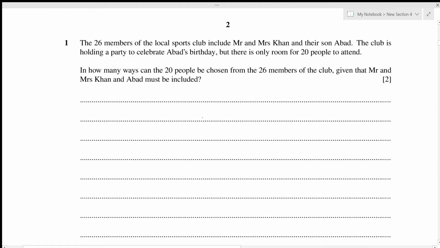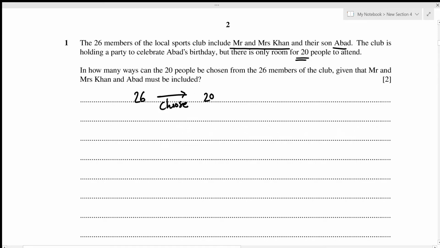For the first question, we're given there are 26 members of the local sports club, including Mr. and Mrs. Khan and their son Abad. The club is holding a party to celebrate Abad's birthday, but there is only room for 20 people to attend. In how many ways can the 20 people be chosen from 26 members? So we have the total of 26 members, and we're going to choose 20 out of those 26 members, right?